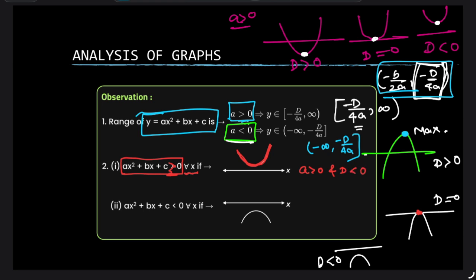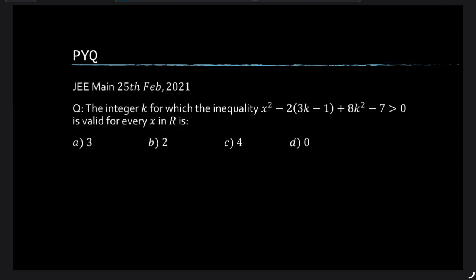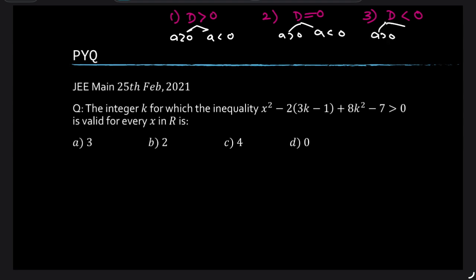Now coming to the second condition. What is the second observation? ax² + bx + c negative for all x. It means my function will be strictly less than 0 for all x if we have this condition. It means a negative and D also negative. So basically we have seen three cases. The first one is D greater than 0, the second one is D equal to 0, and the third one is D less than 0. All three cases we have checked for both a values, a positive and a negative. What we have seen is, if a is positive, the graph is upwards, a negative, downwards.